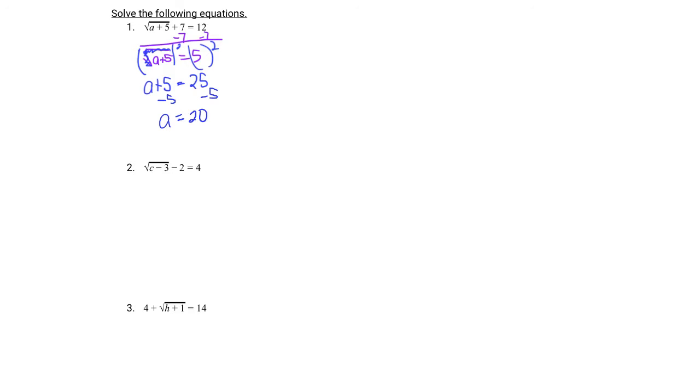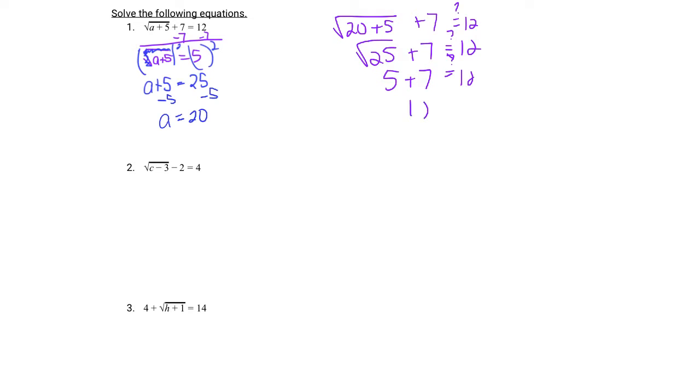Now we can plug this back into our equation and check to see if it's right. So we'll do the square root of 20 plus 5, plus 7, is 12, maybe. That's the square root of 25 plus 7 might be 12. That's 5 plus 7 might be 12. That's a question mark. Oh, Lord. And 12 does indeed equal 12. We did it.